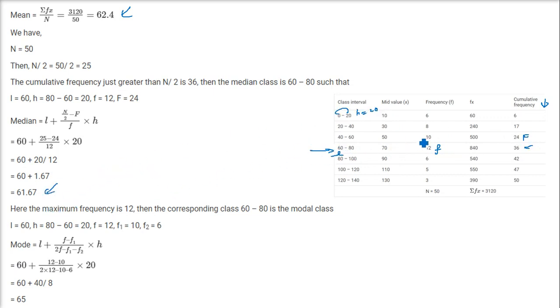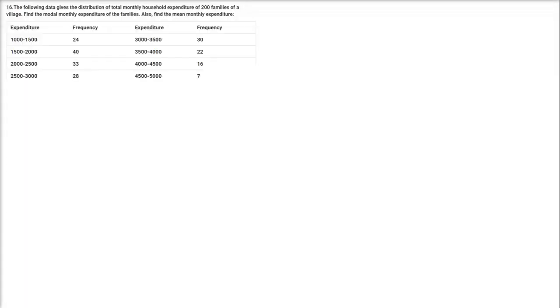For the mode part, let us take which is the highest frequency, 12. Highest frequency is 12. So again this row will be our interest. L is this, F is this. Now F1 will be the previous one, and F2 will be the next one, 10 and 6. So we again put all the values here and we get 65.